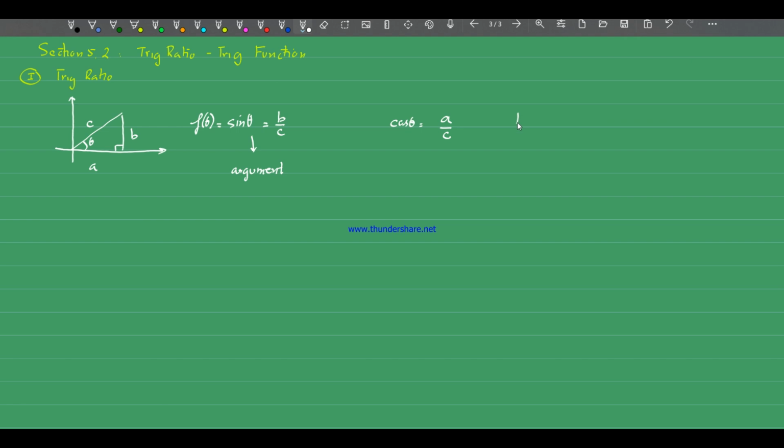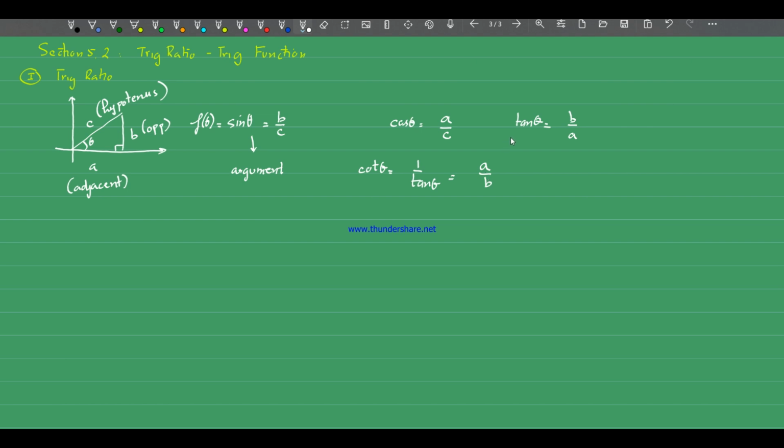And tangent, what's tangent? Tangent of theta could be opposite, the opposite right here is opposite of this angle, over adjacent. Okay, so this is opposite, this is adjacent, A adjacent, remember that, A adjacent. Okay, this B opposite, and C hypotenuse. Okay, that's tangent. And cotangent, okay, that could be 1 over tangent, so it could be A over B.